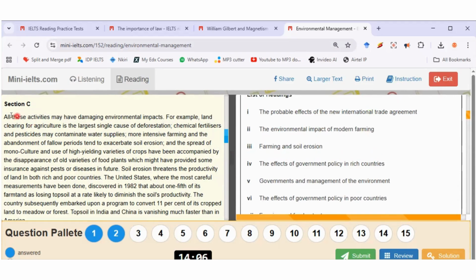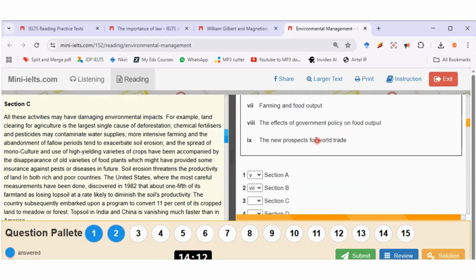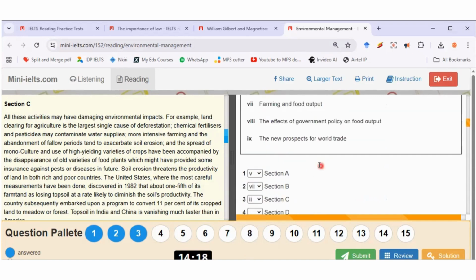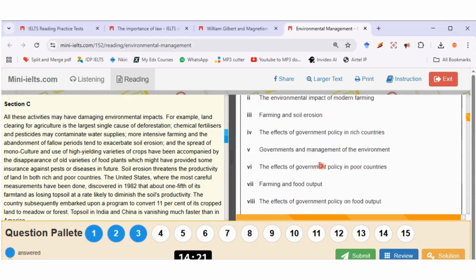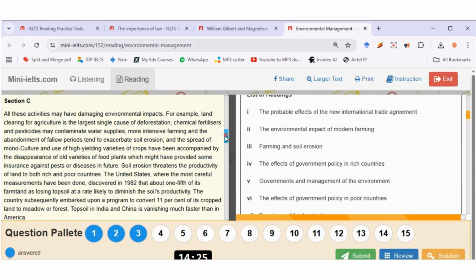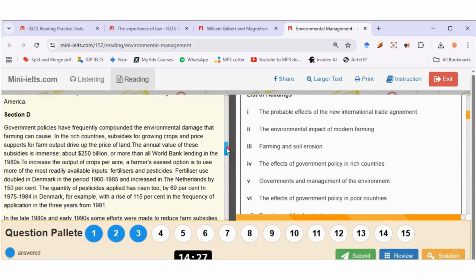Look at how the table started. All these activities have damaging environmental impacts. So I'll go for number two. I won't go for the erosion one because the erosion is just half of the passage. Erosion is one of the impacts. There are other impacts that they talked about in that paragraph. Okay, so I think the answer should be what? Should be number two. Let's leave it at that until we mark.